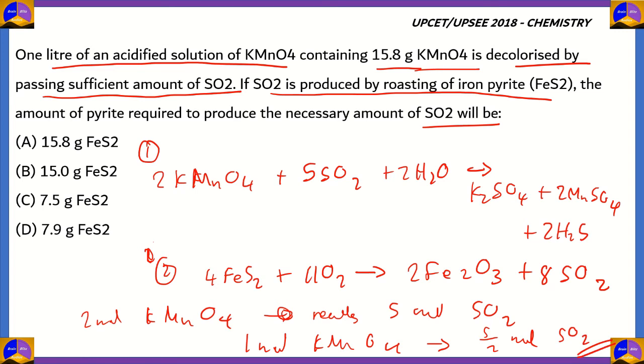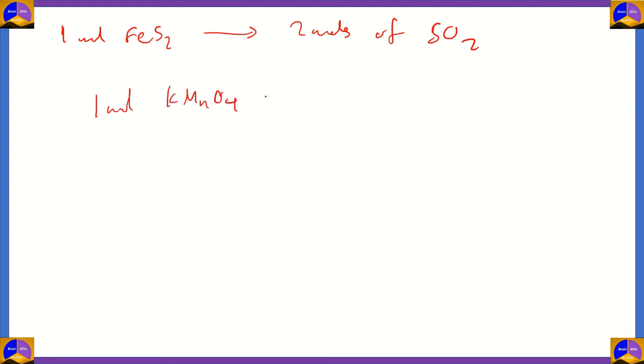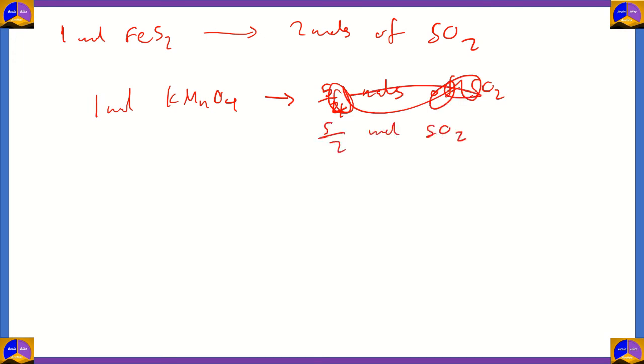Now let's look at the second reaction. We see that 4 molecules of FeS2 react to form 8 molecules of SO2. So that means 1 mole of FeS2 will provide 2 moles of SO2. Now we want that to react with 1 mole of KMnO4. So from the 2 moles, only 5 by 4 moles will be taken. So that means 1 mole of KMnO4 will require 5 by 4 moles of FeS2 to supply SO2. We know that 1 mole of KMnO4 requires 5 by 2 moles of SO2.